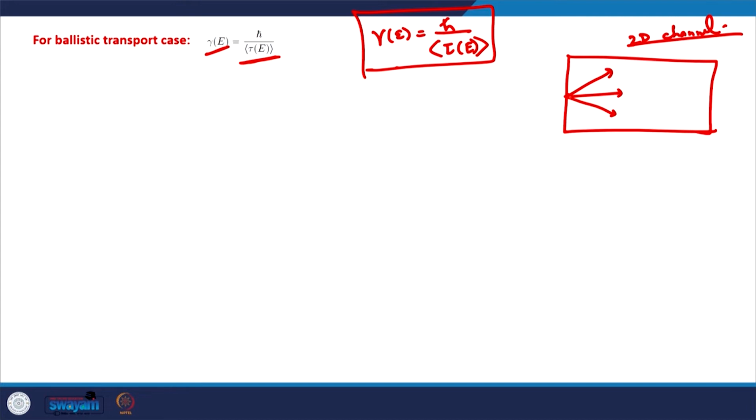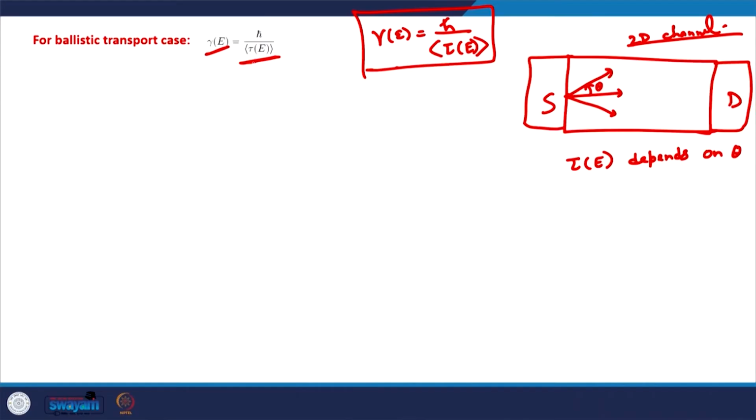So, this tau e is dependent on theta, the angle with which they start from the source side. So, if that is the channel, this is the source, this is the drain, tau e depends on theta. So, this gamma e in the case of ballistic transport is defined as h bar divided by average of all the transit times at energy E. Okay, so that is why we averaged over all the angles at which the electron starts from the source side.